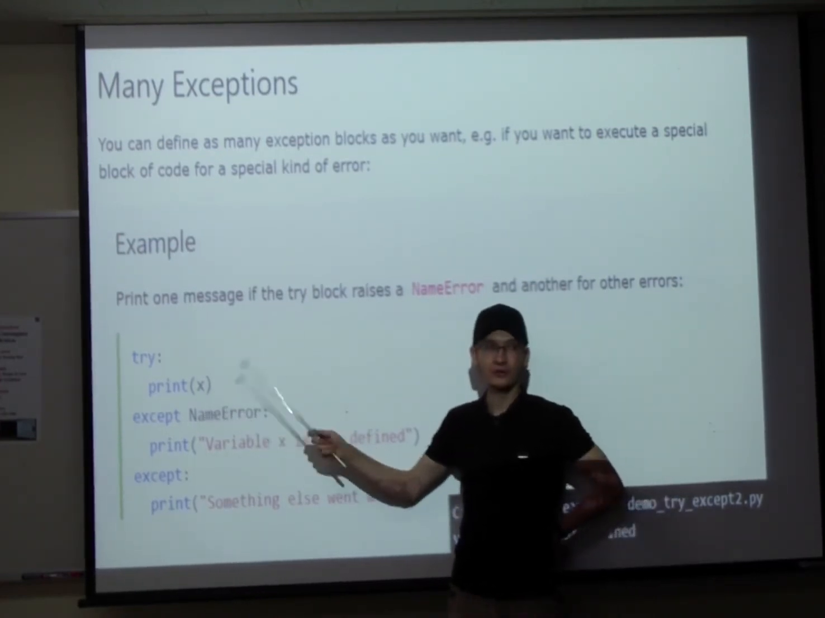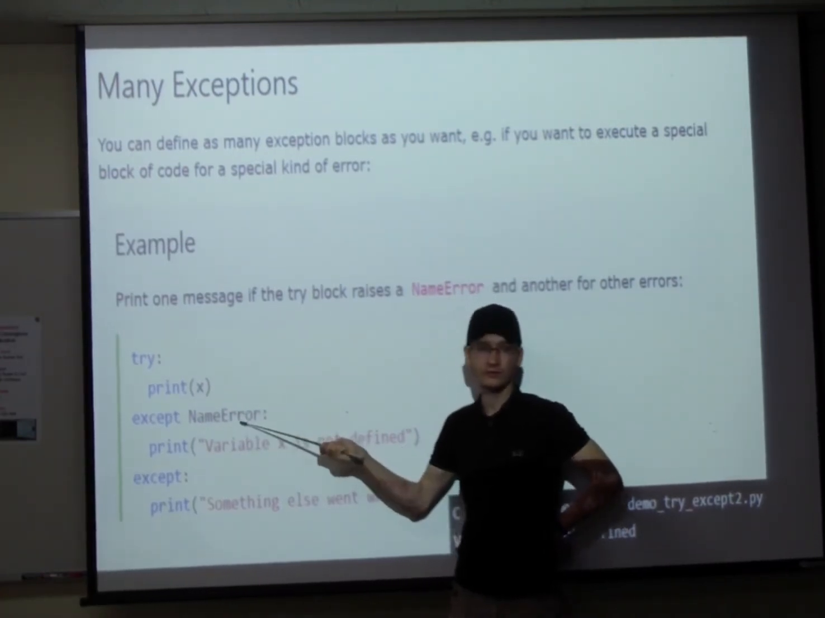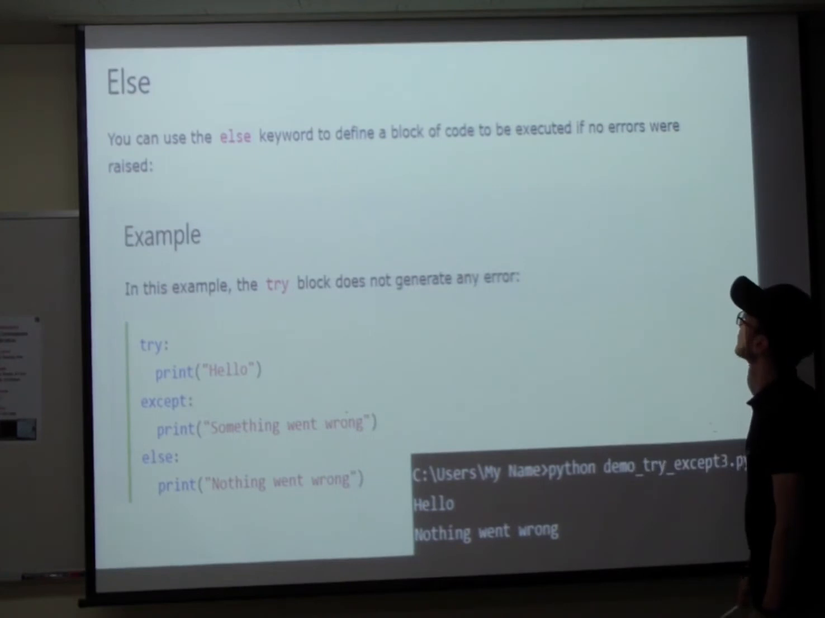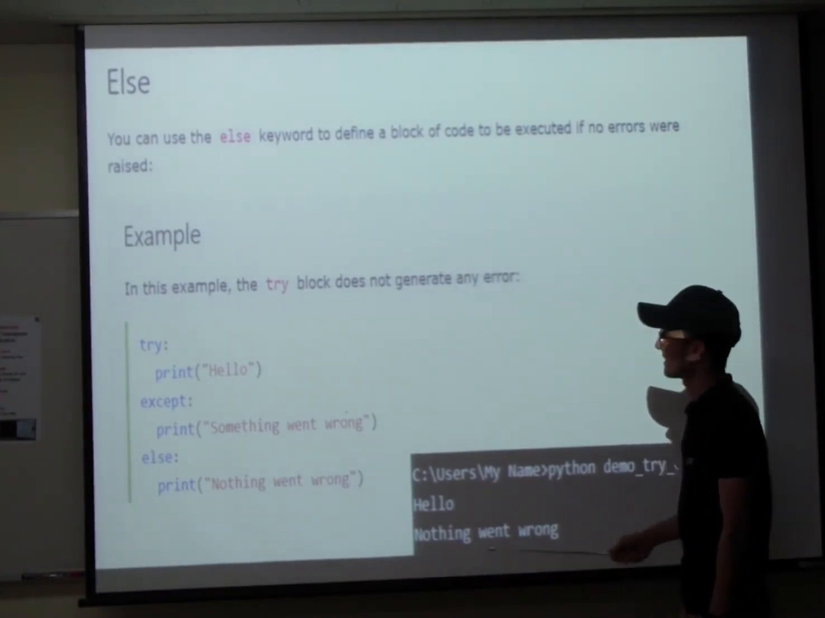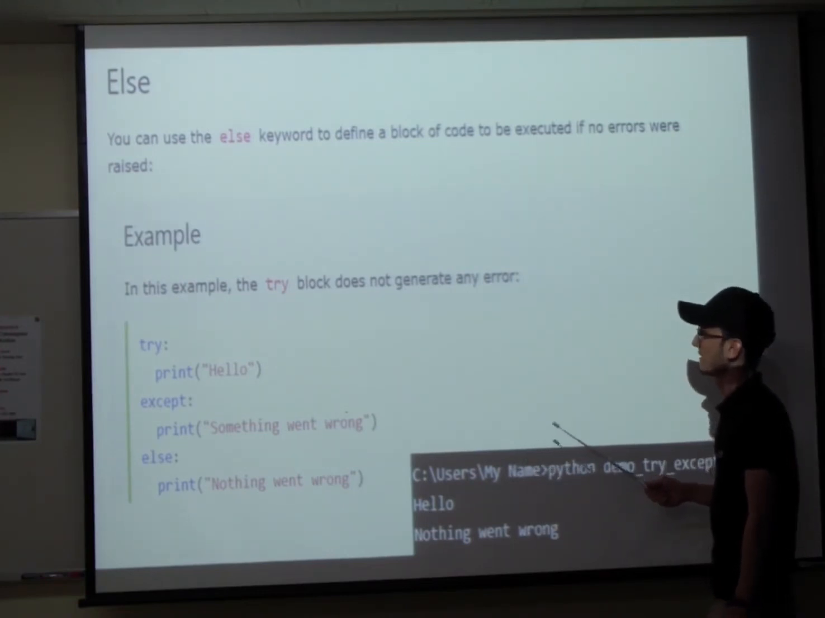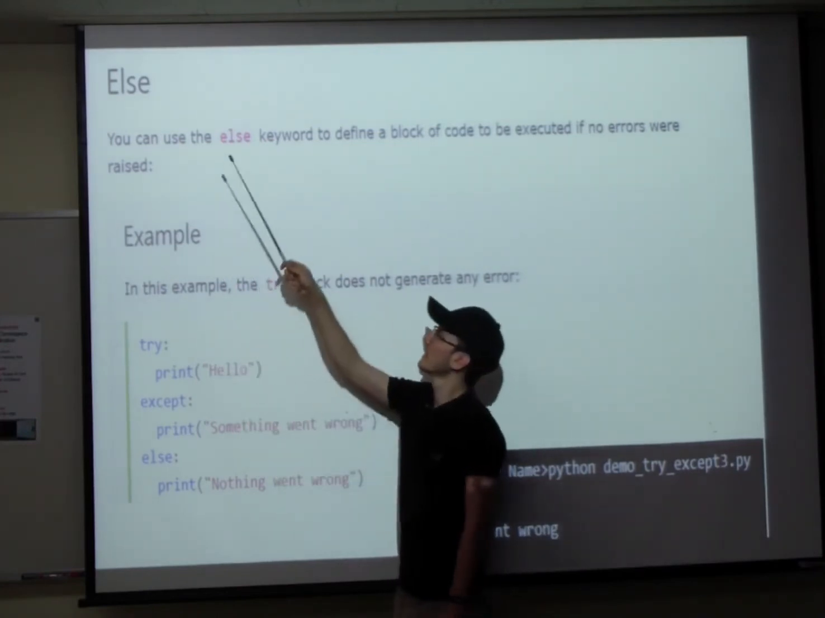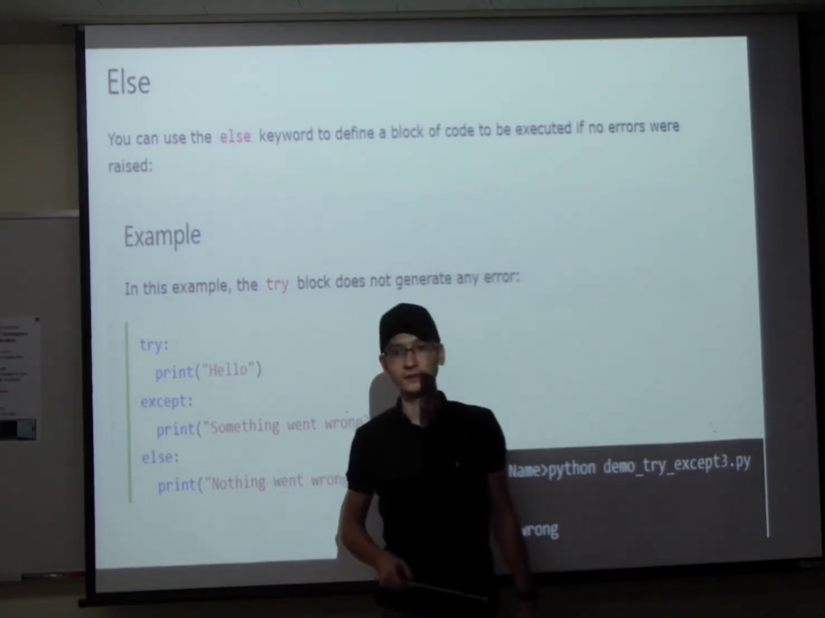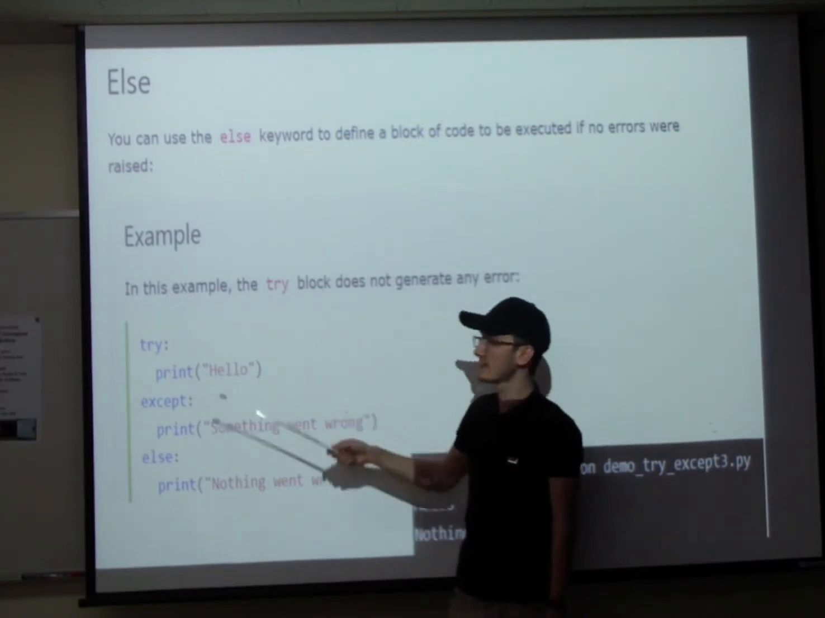In the PyCharm, you have ready this kind of code, ready codes. So else, you can use else keyword to define a block of code to be executed if no errors were raised. In this example, the try block doesn't generate any error. So actually, we use else command with what? With the if statement, if you remember. Now we can use else here as well.